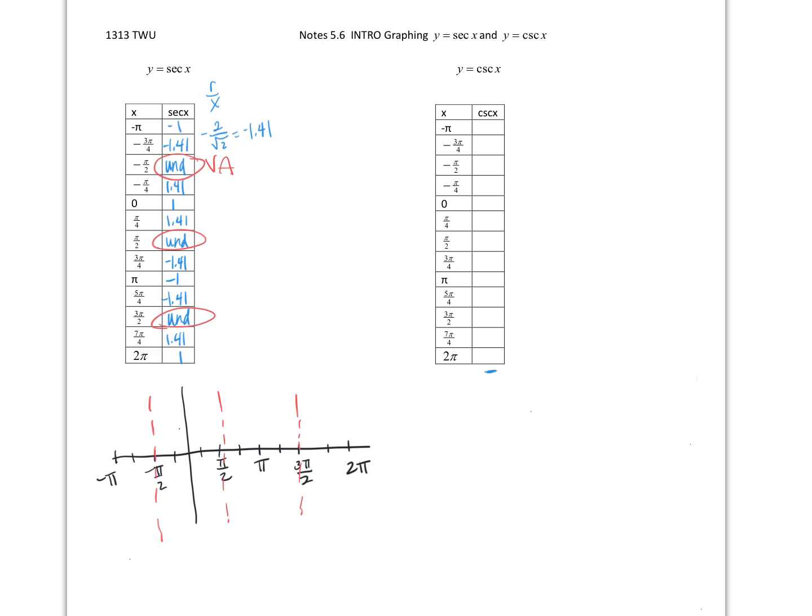All right, so on the y-axis we need 1 and 2, negative 1, negative 2. Okay, let's begin to build this. So at negative pi, we're at negative 1. At negative 3 pi over 4, we're at negative 1.41.